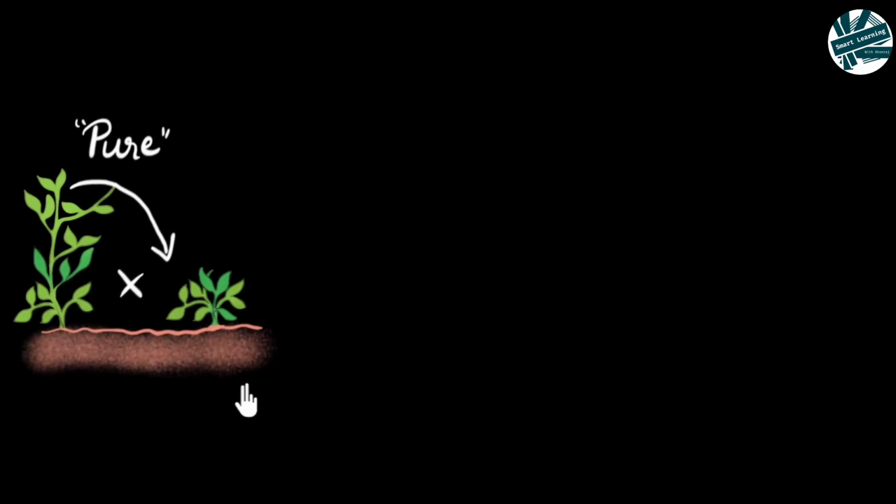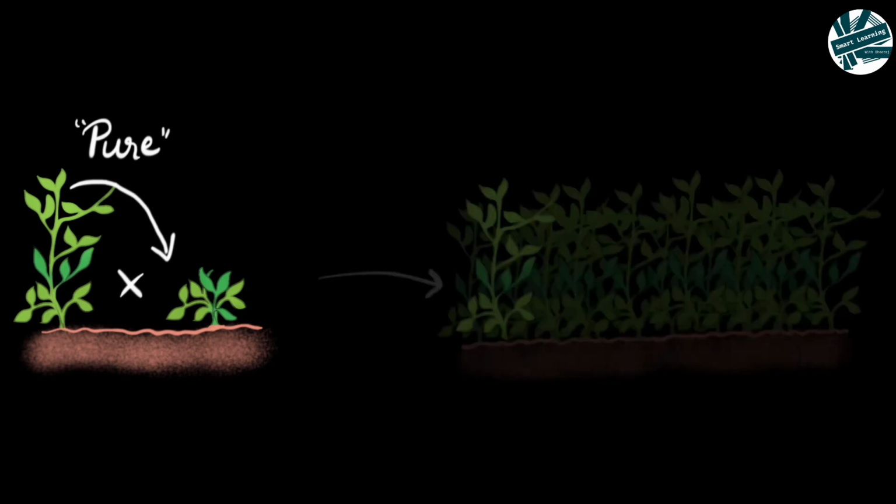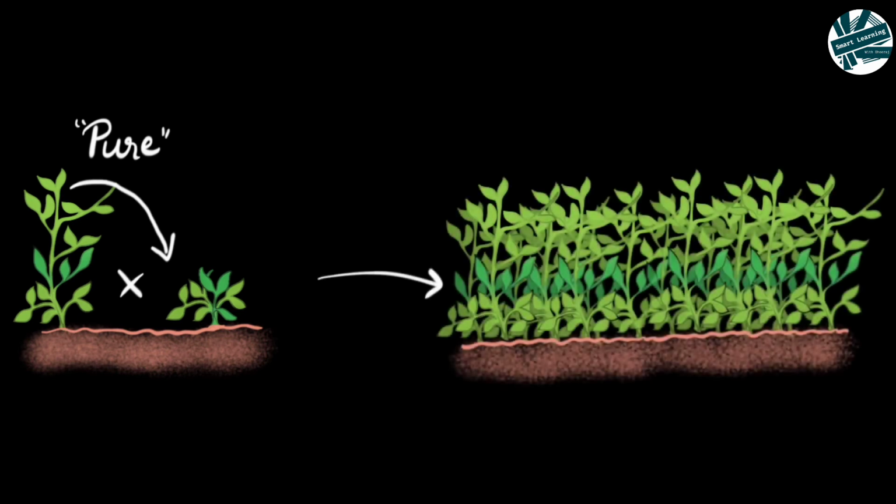Well, I would expect to get some medium height plants, right? Because you have a short one, you have a tall one, so maybe they get mixed and you end up with all medium-sized plants. That's reasonable to think, right? But to Mendel's surprise, and even my surprise when I learned this, we get all tall plants. What? That's right, big shock.